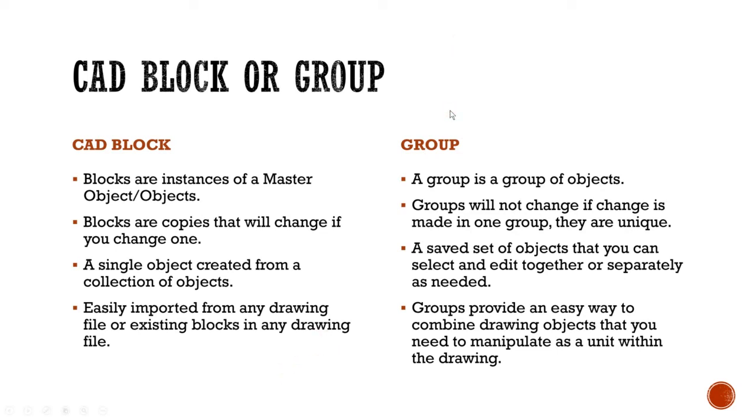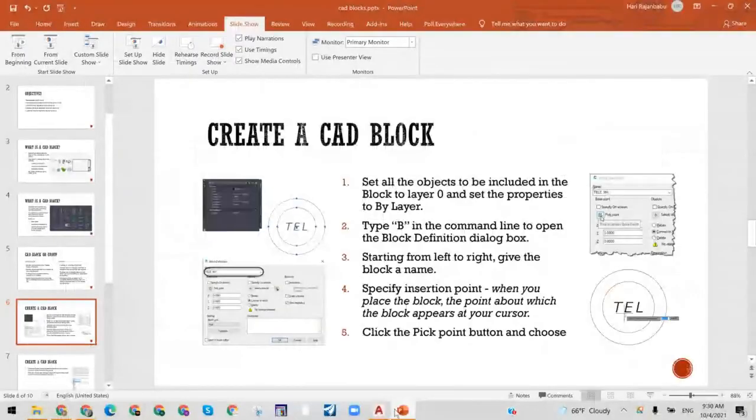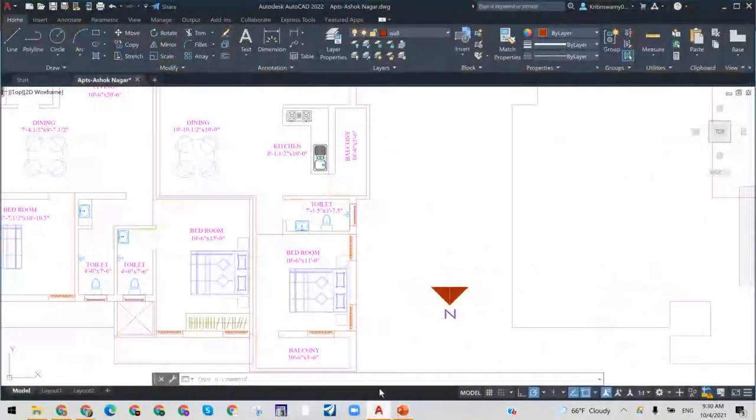So let me show you here. I have AutoCAD here. Let me show you what the difference is between a group and a block. You see all these furnitures here, right? These are all blocks. If I click on that, you can see this name, Block Reference, coming up in the context menu. So that's a block. Whereas with groups, you combine objects and make it a group.